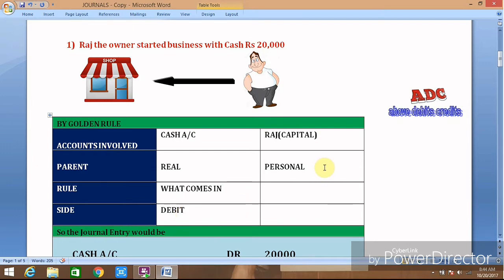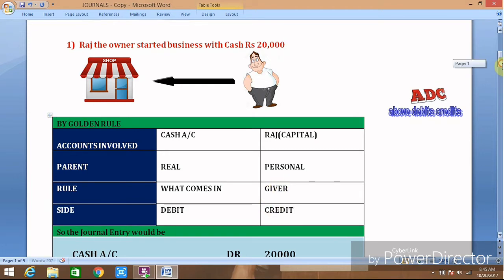We have to take note in regard to the personal account. The personal account over here is Raj. What we are bothered about with Raj is what position he is in. We see that we are taking cash from this person. Raj is actually giving, so he can be regarded as a giver. And in the personal account, receivers are debited and givers are credited. So it would go to the credit side.